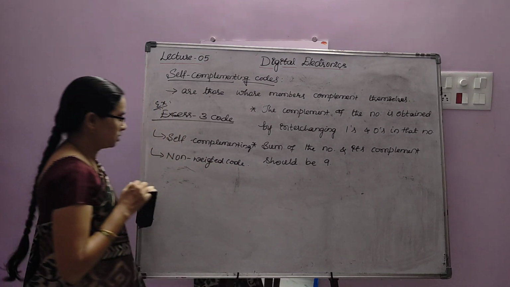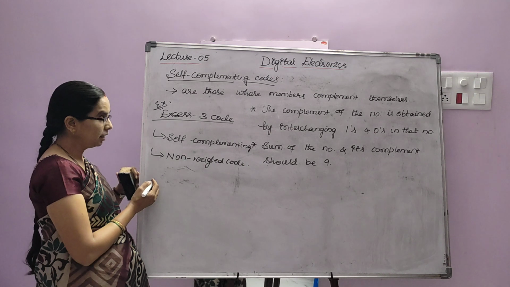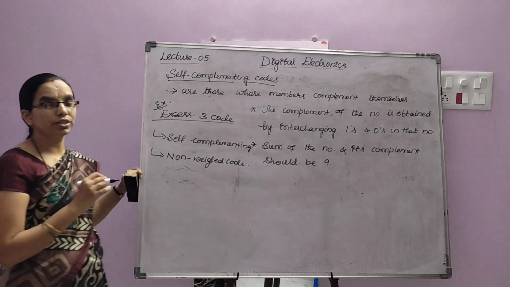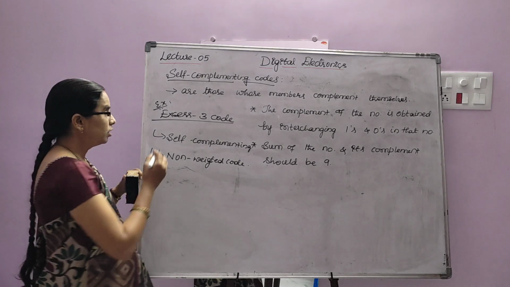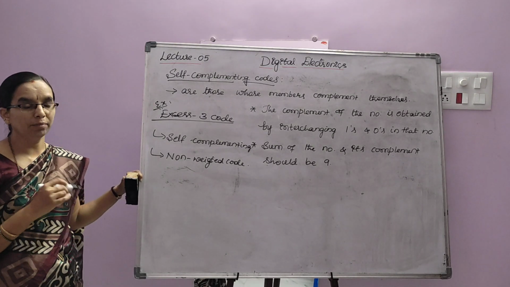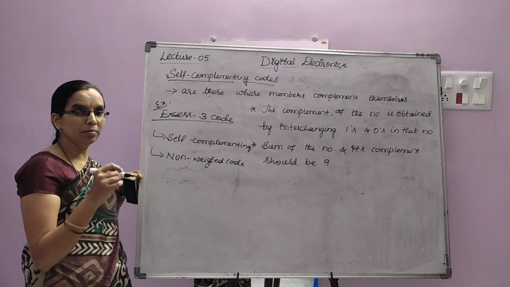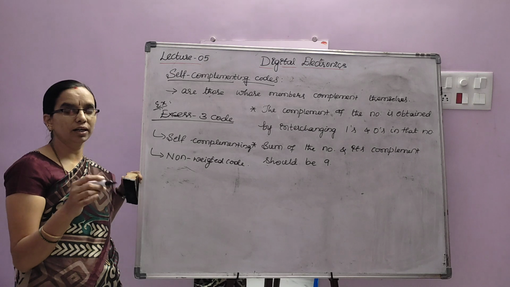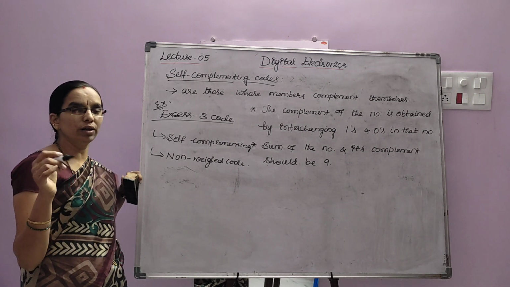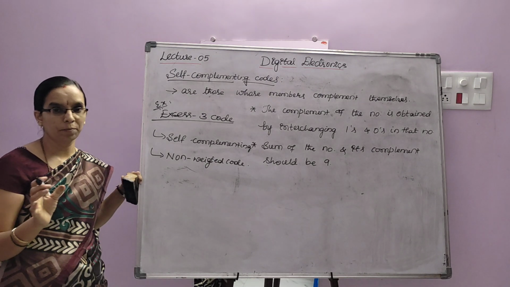How to obtain this XS3 code? XS3 code is obtained by adding 3 to each decimal digit. XS3 of any decimal number can be obtained by converting the decimal number into the equivalent 8421 code and adding 0011 to each group of 4 bits.